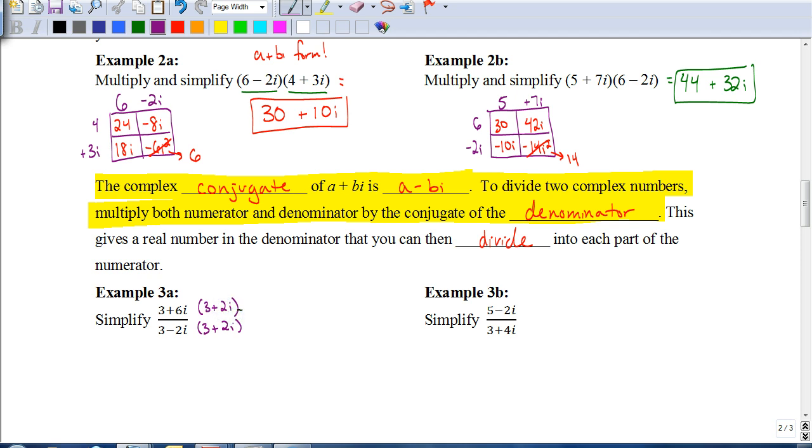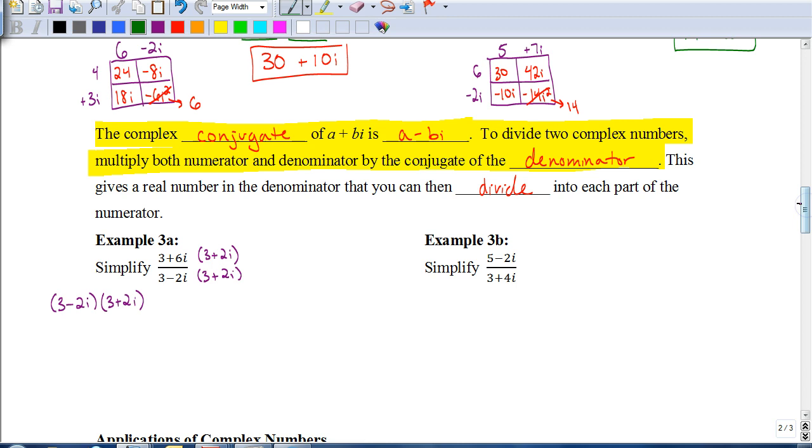The whole purpose in doing that now is to get rid of the i's from the denominator. Because if I multiply these, let's do these first two, the 3 minus 2i over here, times 3 plus 2i. We just talked about the fact that when I multiply a number by its conjugate, all we care about is the first term and the last term.